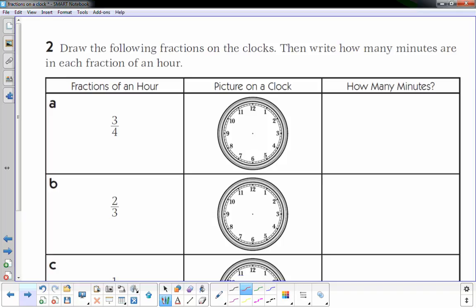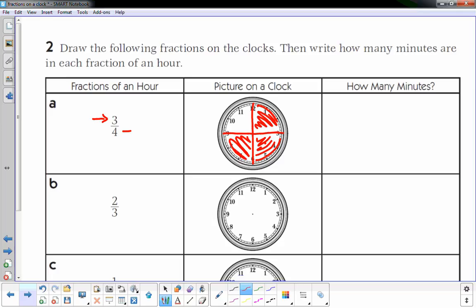3/4. The bottom number means that's how many equal parts you have to divide the clock into. 4 equal parts. So what I can do is I can cut it in half, and if I cut it in half again, I get 4 equal parts. Those are fourths. The top number means you're going to shade in 3 of those fourths. So I'm going to shade in 3/4. That's what 3/4 looks like on a clock.